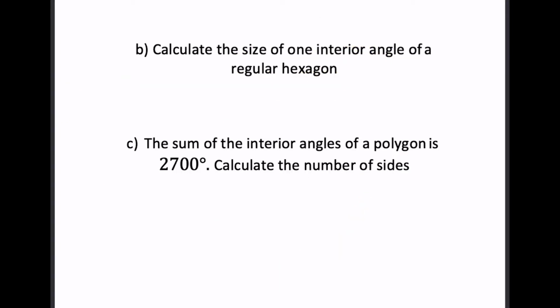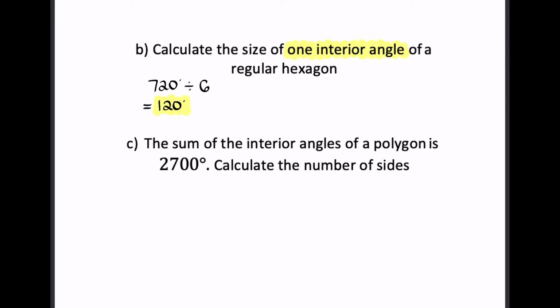The next question says calculate the size of one interior angle of a regular hexagon. Alright, so we know that the interior angles of a regular hexagon add up to 720 degrees. There are 6 sides in a regular hexagon, so we would divide that by 6. 720 divided by 6 means that each angle in a regular hexagon is equal to 120 degrees.